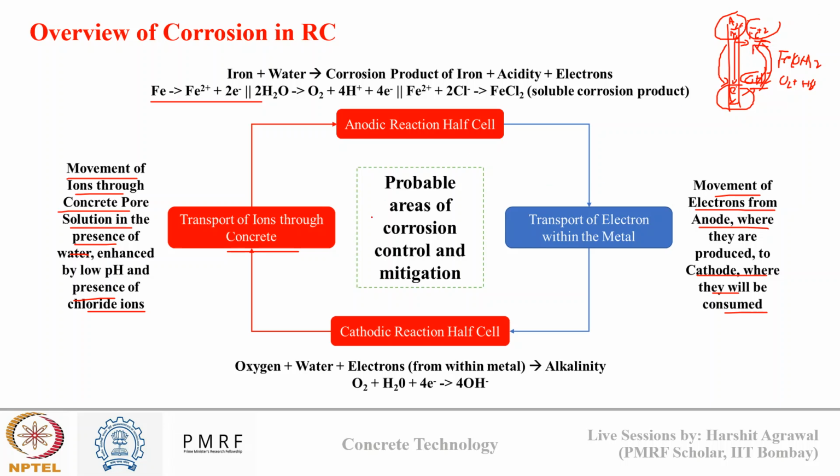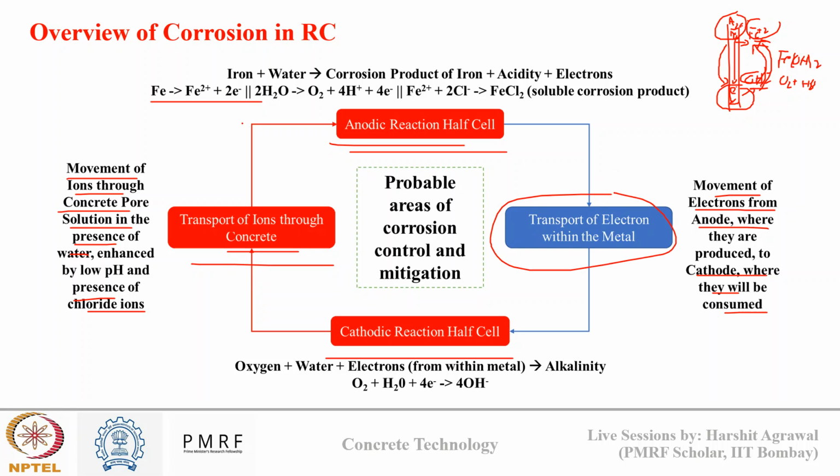Okay, now the ones that are highlighted in red in this cell are the ones which can be controlled. Like we can slow down the rate of either anodic reaction or cathodic reaction or both, which will slow down the net corrosion reaction, or we can slow down the movement of ions through concrete, which can slow down the corrosion reaction. However, we can never slow down the electron movement inside reinforcement because metal is a conductor. Okay, so electron will flow, we can't slow down the electron movement.